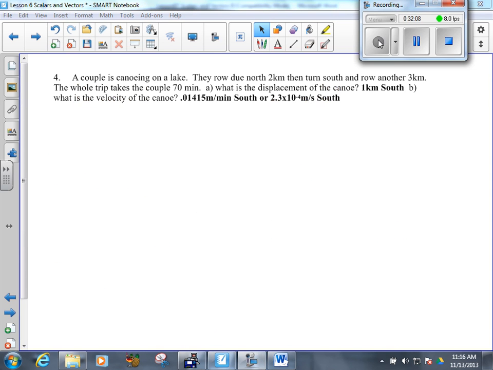Okay, now on number 4, guys, I think I have a typo here. This should be kilometers per minute. So if you're looking at that and wondering if that's why you got it wrong, I'm pretty sure this should be kilometers per minute. But we'll just double check here. So the couple rows 2 kilometers north, and then they turn around and row 3 kilometers south. What's their overall displacement?